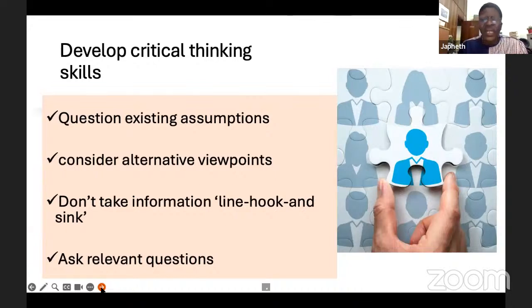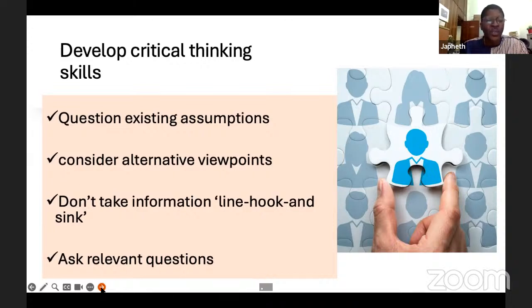And additionally, we must develop a critical thinking skill. We must be able to develop those things. And I must say that these things come with practice. These things come with a lot of reading. And if you are able to develop these critical skills, then you'll be able to question existing assumptions. And based on your question, your critical thinking, you may be able to come up with some new ideas that will consider alternative viewpoints other than what is already established.